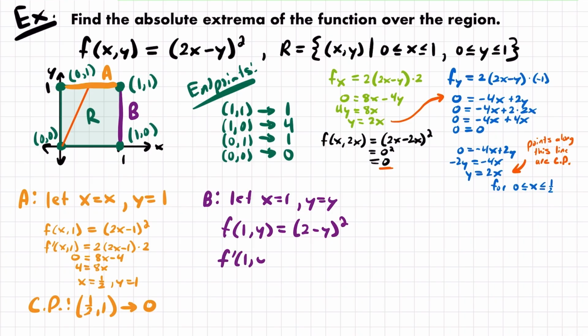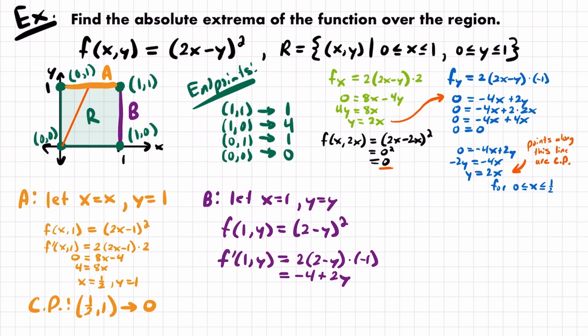F prime of 1, y will be equal to 2 times 2 minus y to the first power times negative 1, right? That's just using the chain rule. Took the derivative of the outside function to get 2 times 2 minus y, and then multiplied by the derivative of the inside function. And so simplifying, you'll get negative 4 plus 2y.